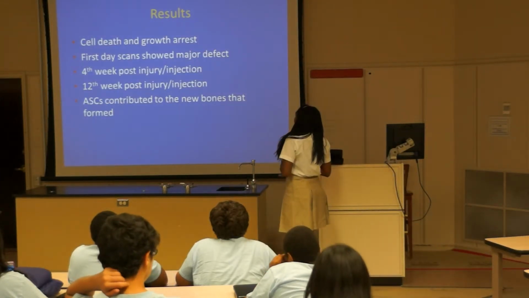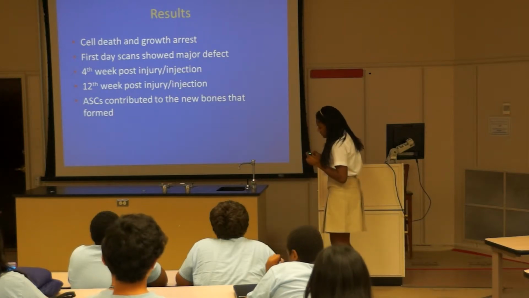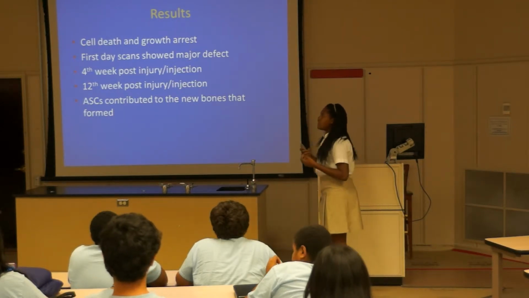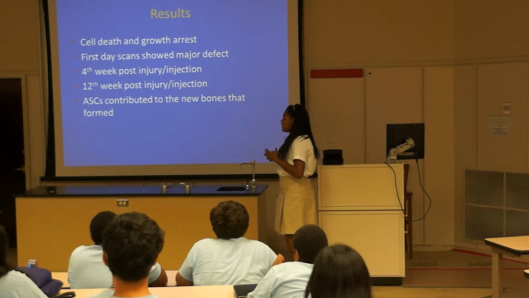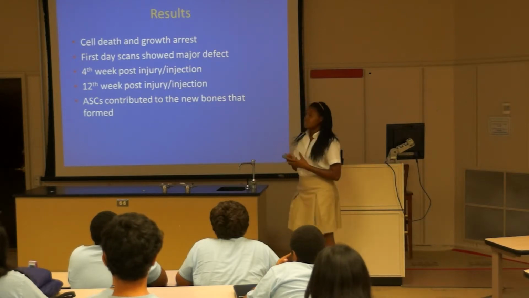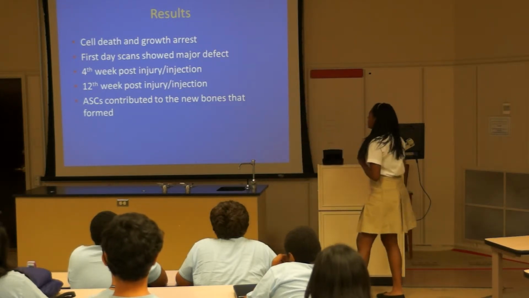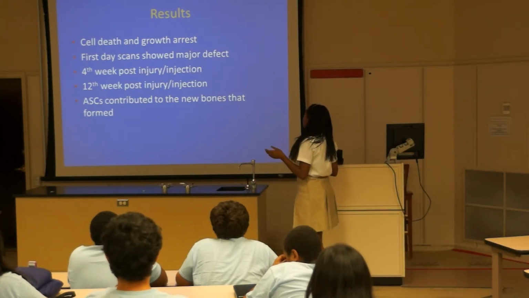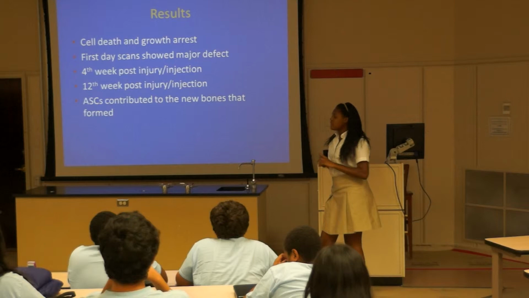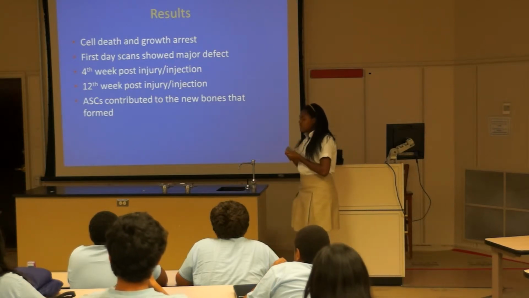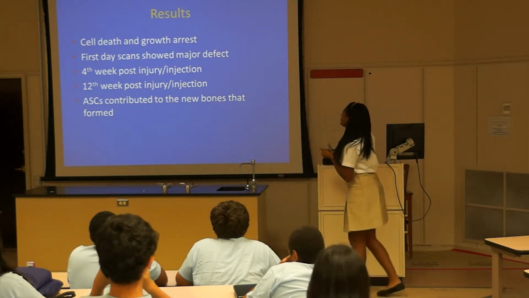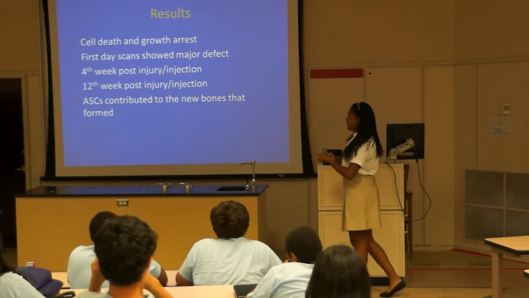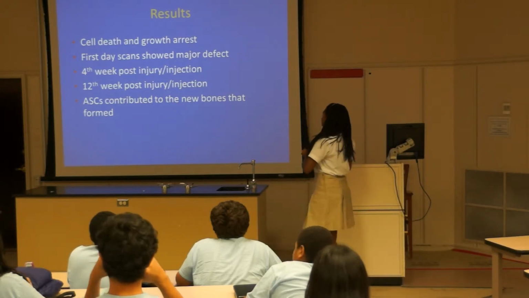Results: there was cell death, the cells that prevented the mice from moving and functioning their hind legs. That was replaced from the stem cells. And the first day when they first scanned the mice, when they first made the injury, there was a major bone defect.